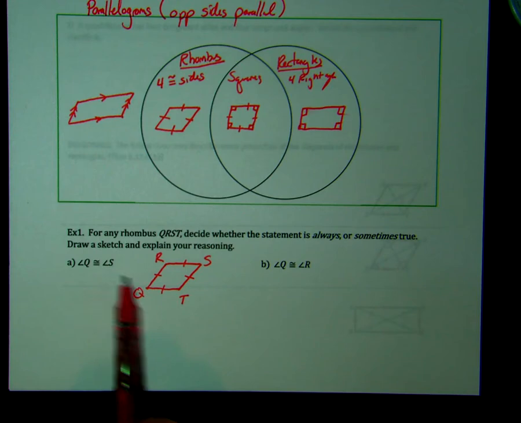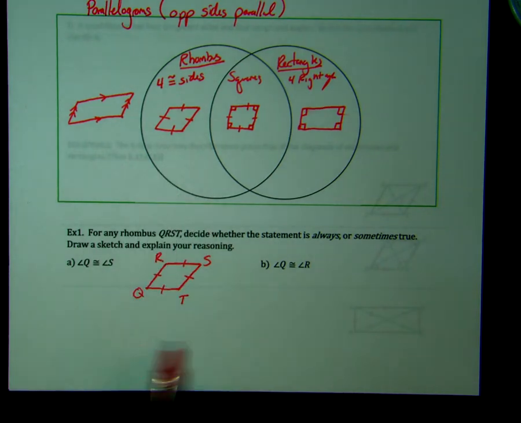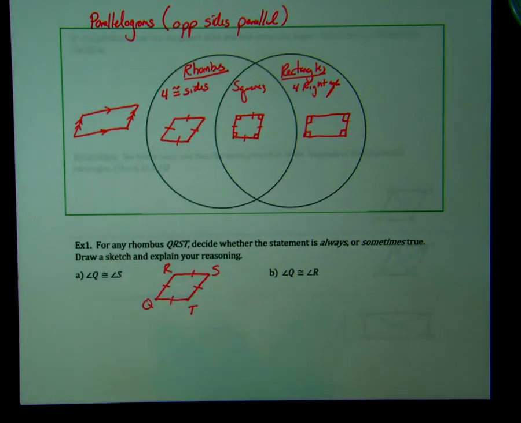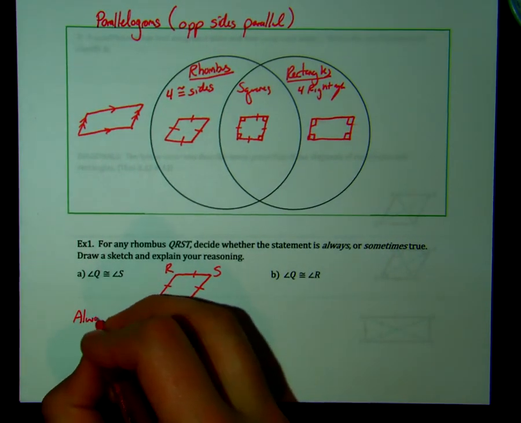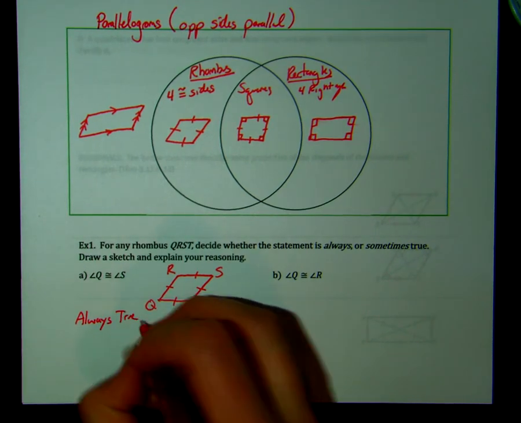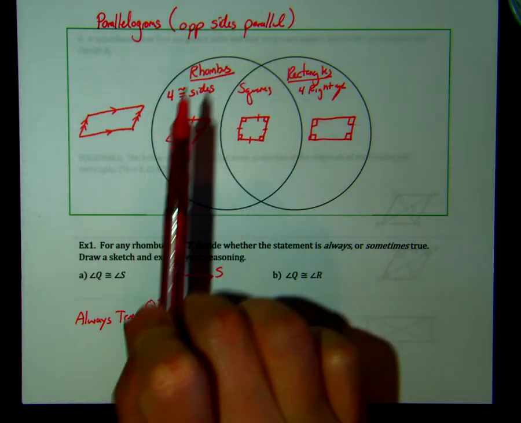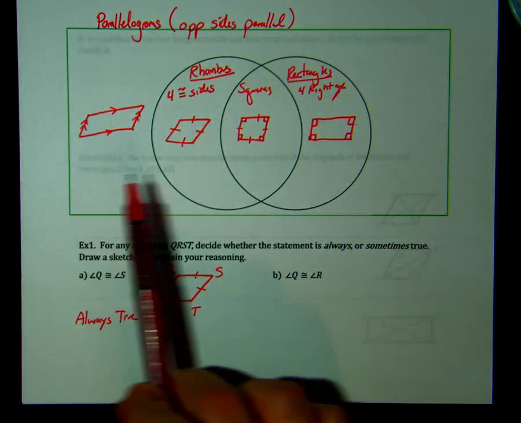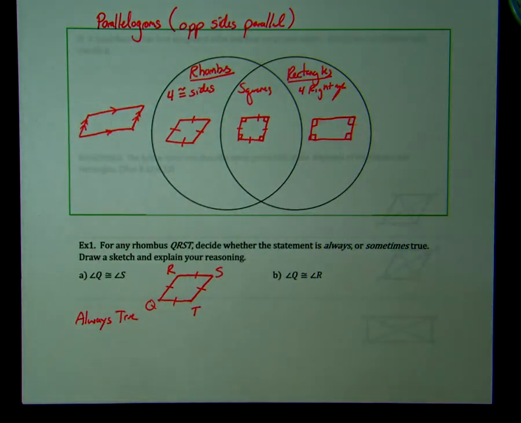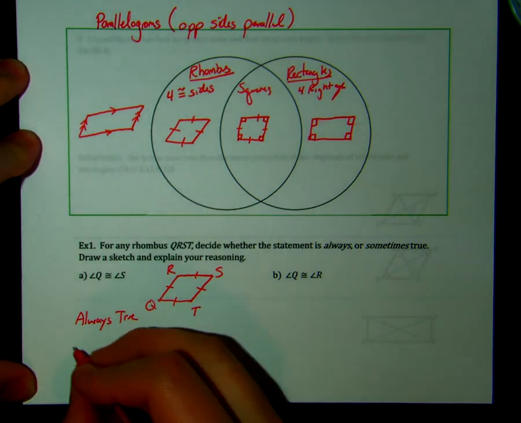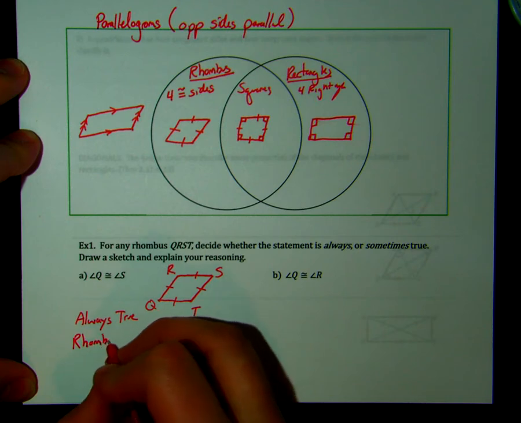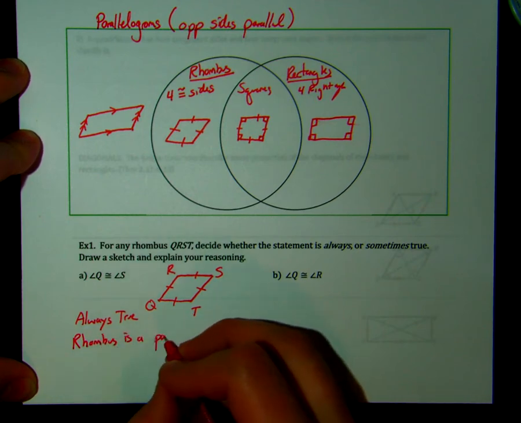So Q being congruent to S. Is Q going to be congruent to S? Well, all I know on a rhombus is that the four sides are congruent, but this is always true. Even though none of our definitions here for rhombus said anything about angles, think for a second as to why this must be true. Because a rhombus is still a subset of parallelograms, and we know that the opposite angles in a parallelogram are congruent. So a rhombus is a parallelogram.